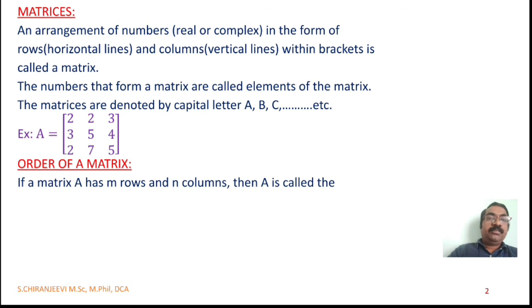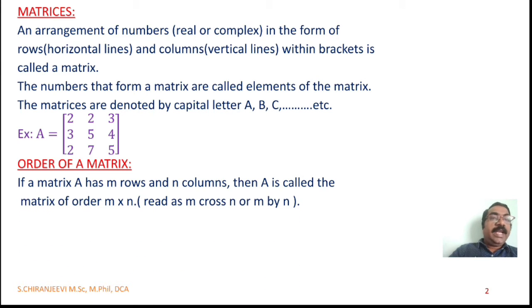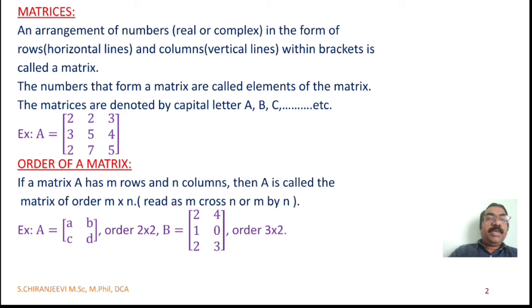Order of a matrix. If a matrix capital A has m rows and n columns, then A is called the matrix of order m cross n. Read as m cross n or m by n. See here, if a matrix has m rows and n columns, then the matrix capital A order is m cross n, or we call it as m by n. Example: capital A equal to A, B, C, D. See here, we have 2 rows and 2 columns, so order is 2 cross 2. So capital B is 2, 4, 1, 0, 2, 3. See here, we have 3 rows and 2 columns, so the order is 3 cross 2.